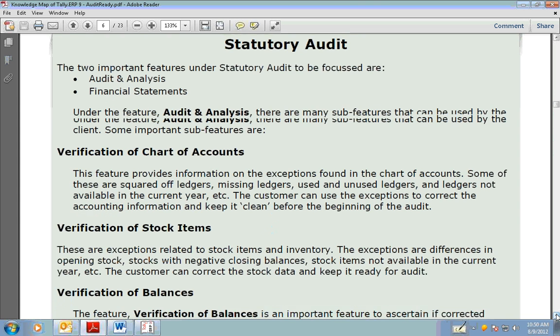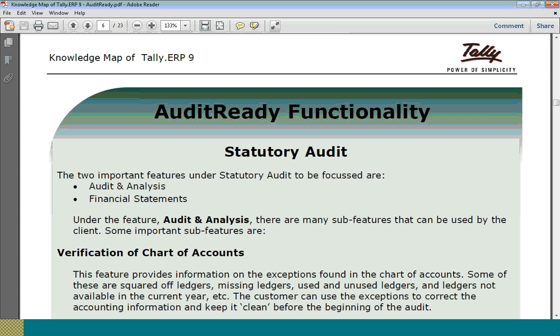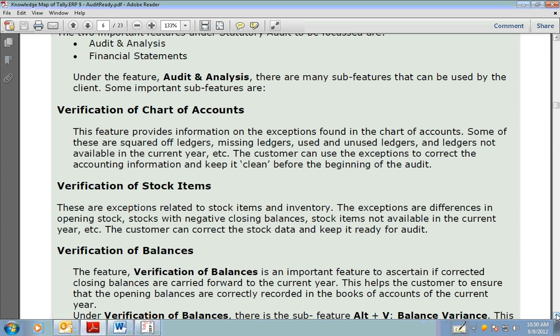Right? Now we have the other area, verification of stock items, with exceptions related to stock items and inventory. The exceptions are differences in opening stocks and stocks with negative closing balances. Why are they negative? Were the receipt notes not accounted? Were the purchases not accounted? Then there are stock items not available in the current year that were in the previous year. Whether they are in line with the policies, whether they can deal with those items, all that comes into the picture. So the customer can correct the stock data and keep it ready for audit.